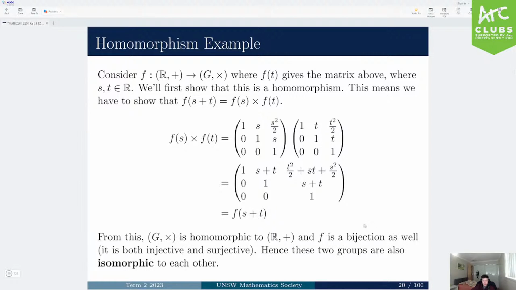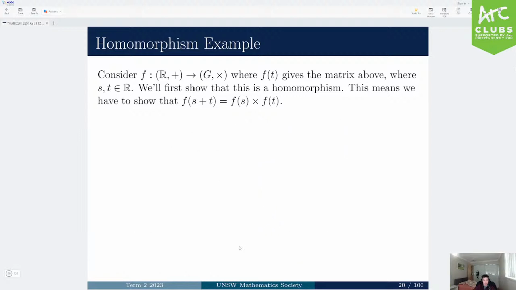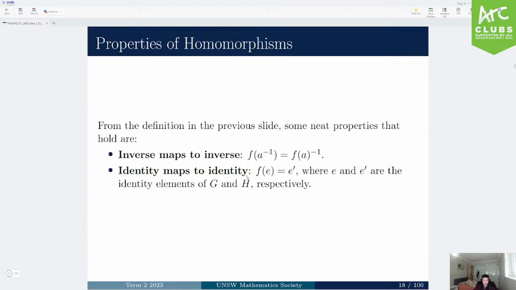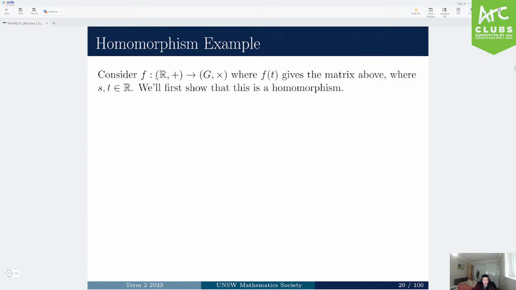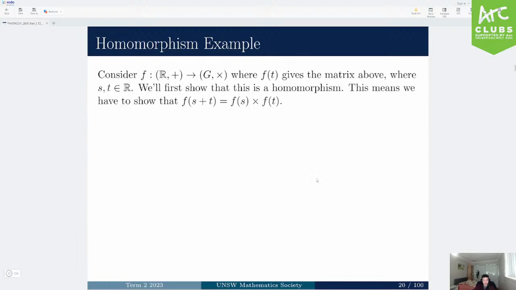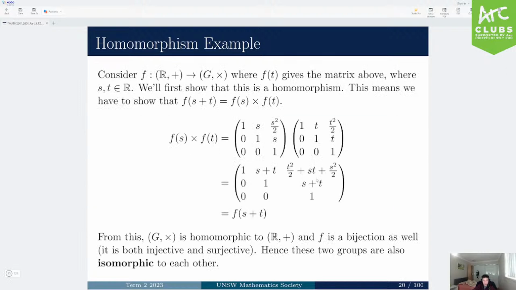And it turns out that f is also a bijection because it's both injective and surjective. Hence, the two groups are isomorphic to each other. The reason that we have a bijection is because if we take any element inside G, we can easily represent that from an element inside the domain T, because we let T be any real number. And that makes it really easy to pick out the element in the domain that maps to that specific element in G.